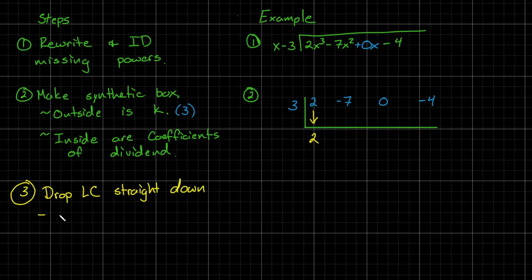So a couple steps here. Multiply. I'm going to make that a star so it doesn't look like a minus. Multiply k times the leading coefficient that was just dropped, which in this case is going to be what times what? 3 times 2. Write the product, which is just the answer to a multiplication, below the next coefficient.